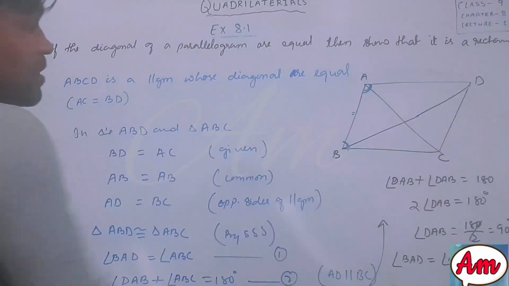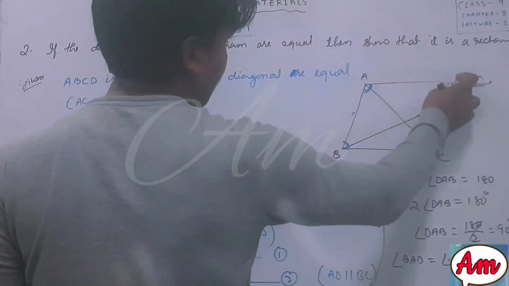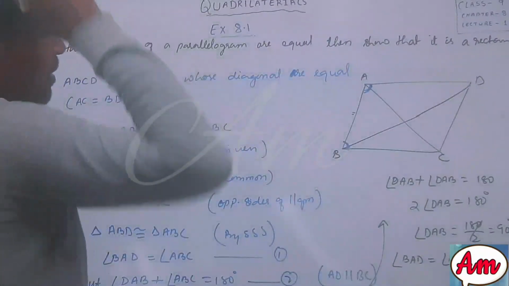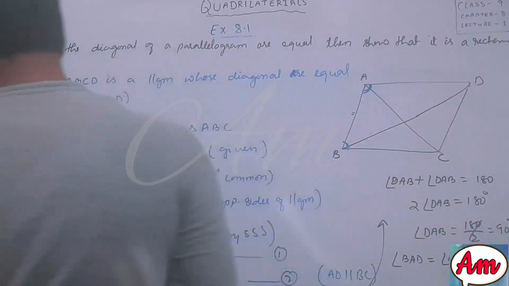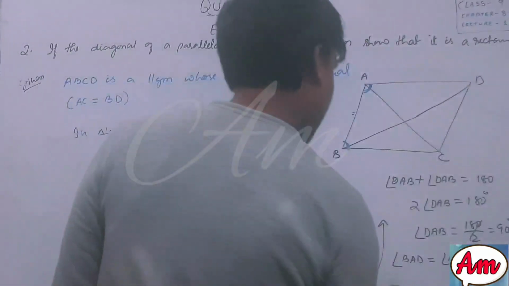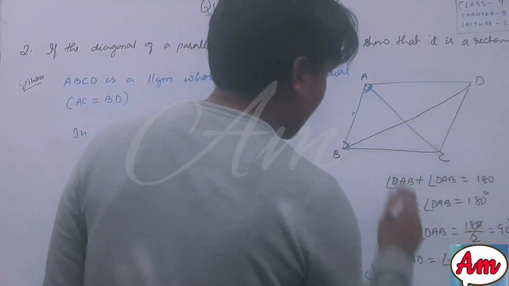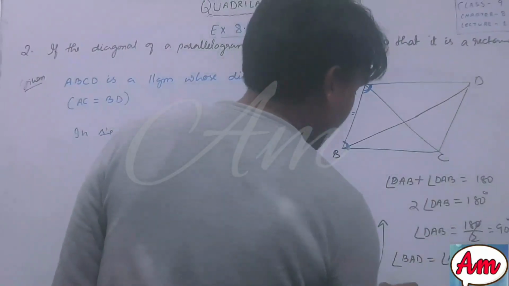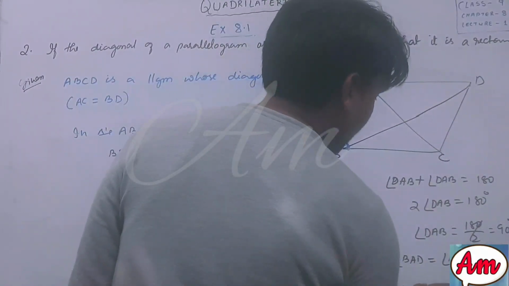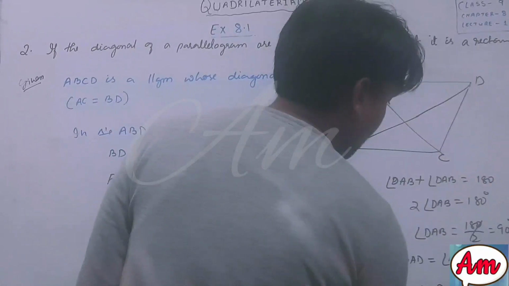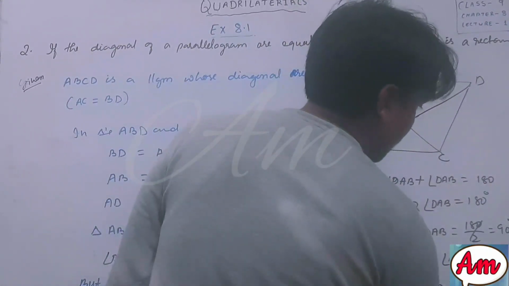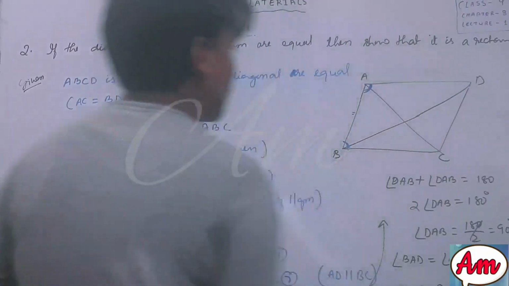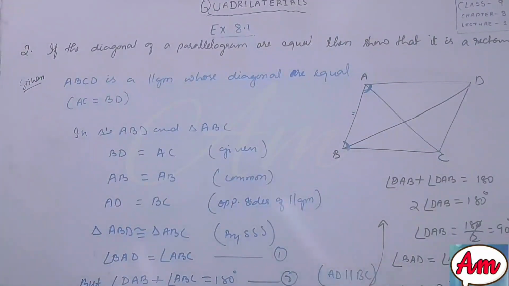So if these two angles are equal to 90 degrees, similarly we can prove that angle BCD is also 90 degrees. Hence we will write: if the angles are 90 degrees and the opposite sides are equal, then ABCD is a rectangle. Okay, dear students, so this is your final answer. You can copy it down.